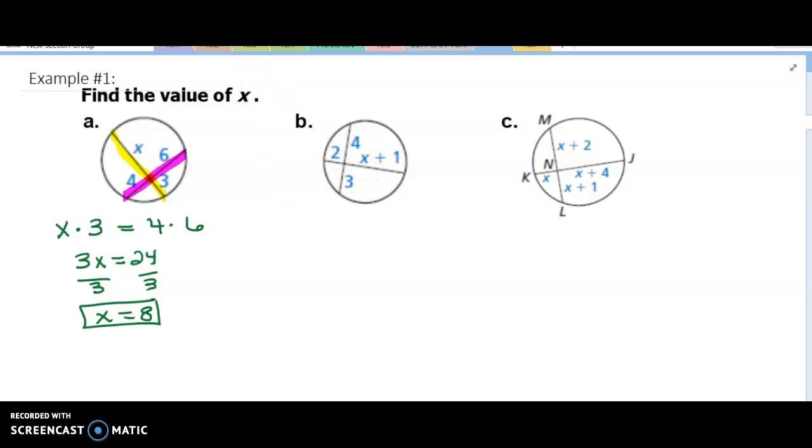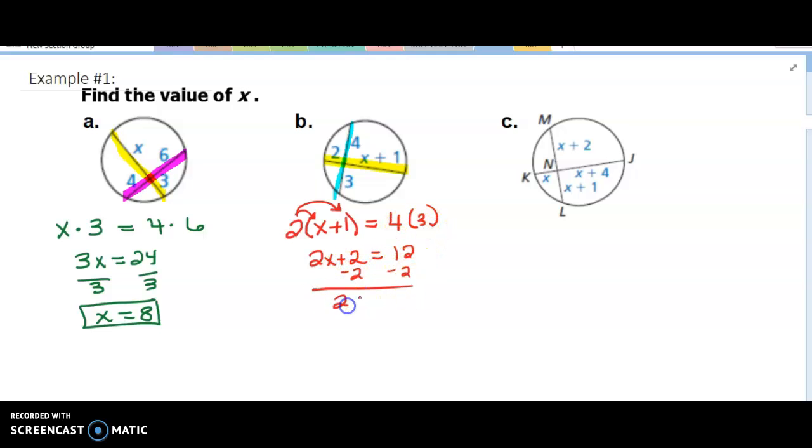Okay, let's look at B. Here's one chord, so the two pieces of this chord would be 2 times (x plus 1), make sure you put that in parentheses, equals 4 times 3. Make sure we distribute through the parentheses, so 2x plus 2 equals 4 times 3, which is 12. Minus 2, 2x is 10. X then has to equal 5.